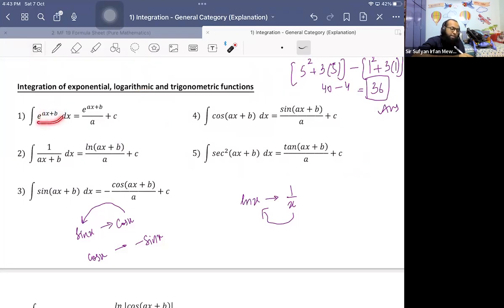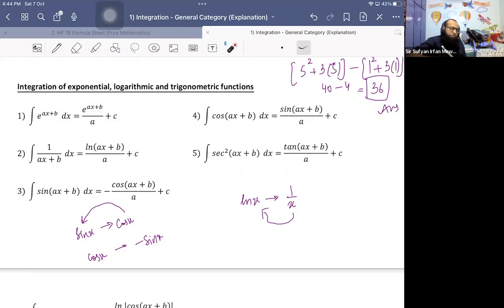So it's e power ax plus b as it is copied, e power ax plus b, and the differentiation of the power, that is definitely a, will be divided. So the power has to be a linear function. So e power ax plus b upon a plus c.